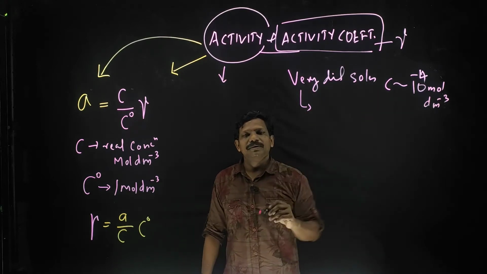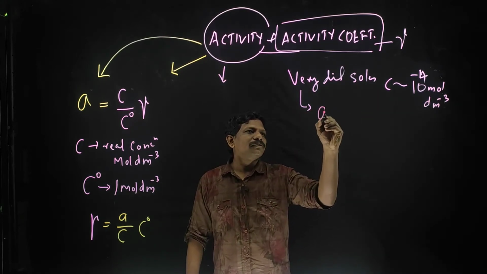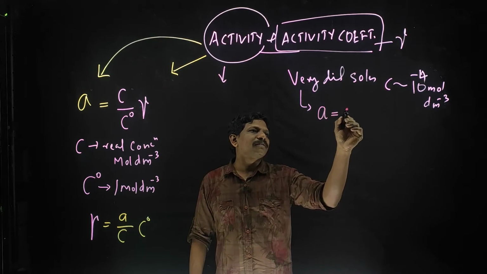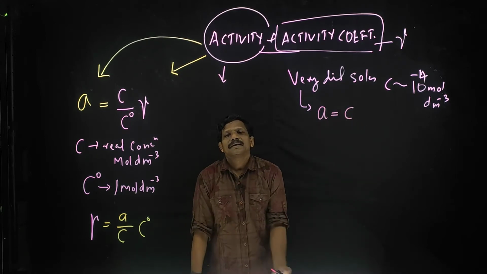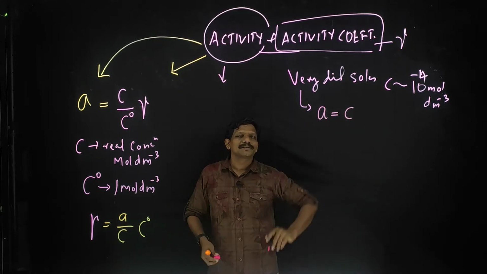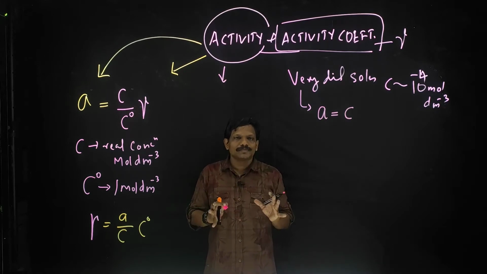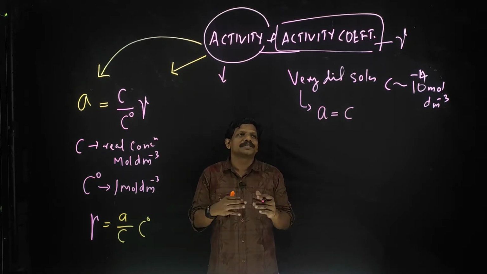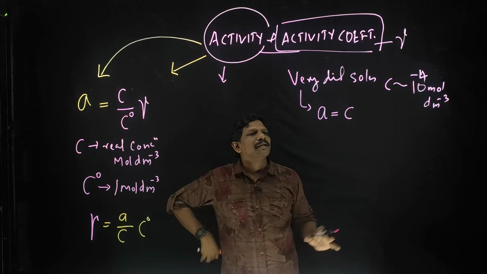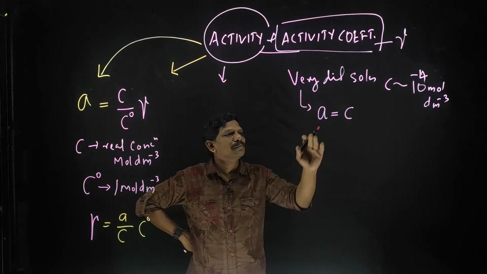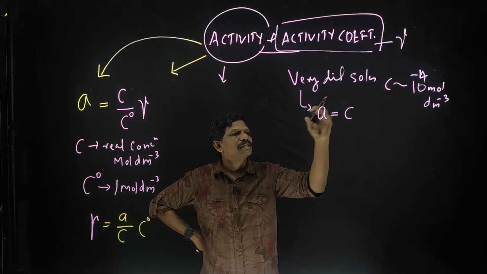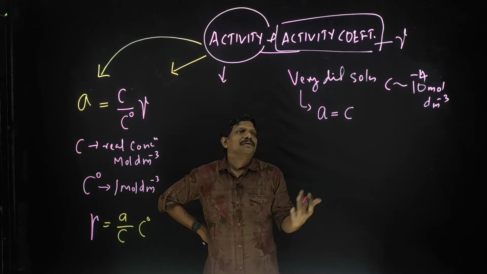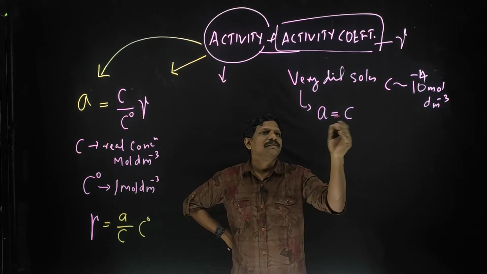It's a very dilute solution. In the case of a very dilute solution, this activity, this perceived concentration, is equal to the real concentration. That means in this range, this difference is not effective. That means in the case of a very dilute solution, A, that is the perceived concentration, is equal to the real concentration. Okay.